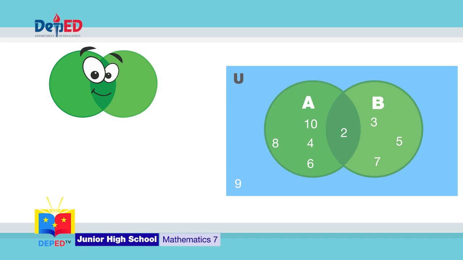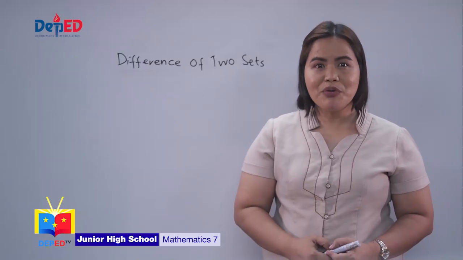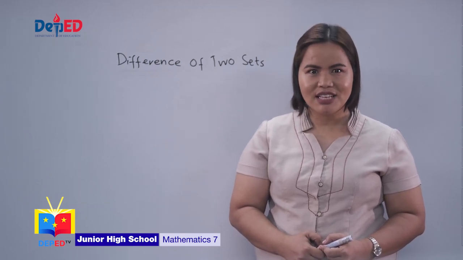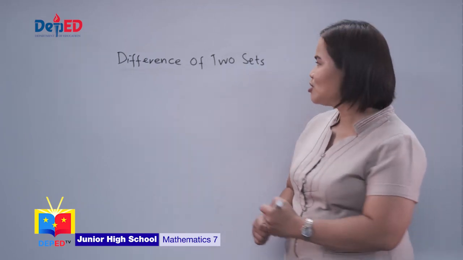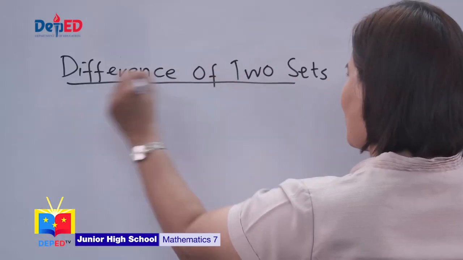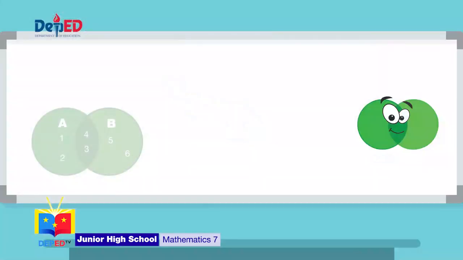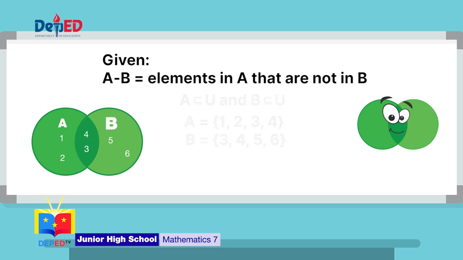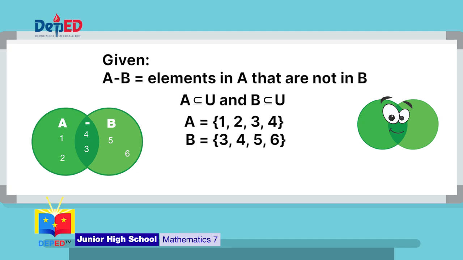In set operations, union implies adding the elements found in all the sets presented. But what about when we're subtracting elements between two sets? That is where we begin discussing another operation included in today's lessons. Let us now find the difference of two sets. In principle, the difference of set A and B, written as A minus B, is a set of elements in A that are not in B.